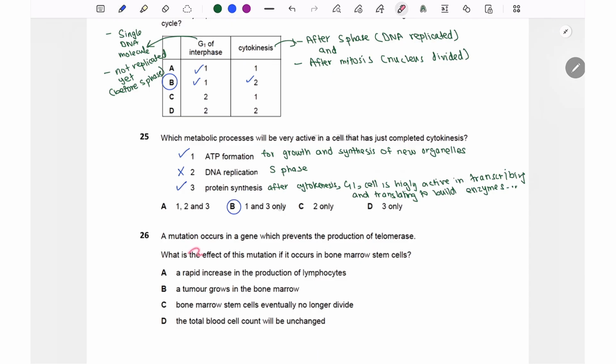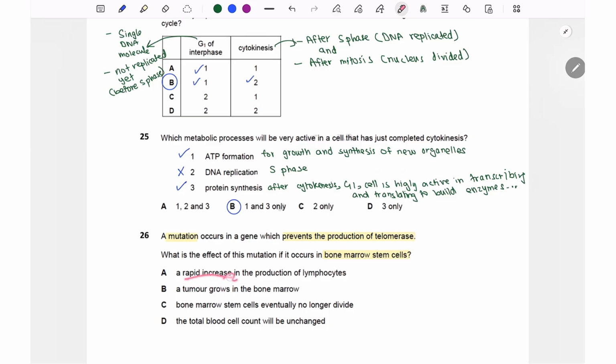Alright, last question for today. A mutation occurs in a gene which prevents the production of telomerase. This is the enzyme because it ends with -ase. That should be your clue. What is the effect of this mutation if it occurs in bone marrow stem cells? Because of this mutation, there won't be production of this enzyme. And what's the purpose of this enzyme? It prevents the loss of telomeres. So bone marrow stem cells will keep dividing. So what are our options here?